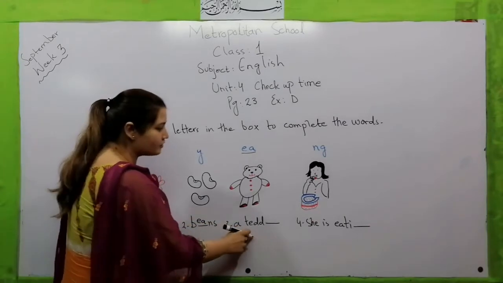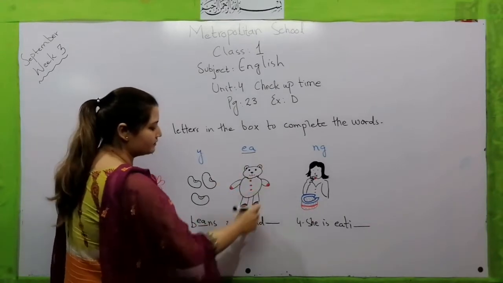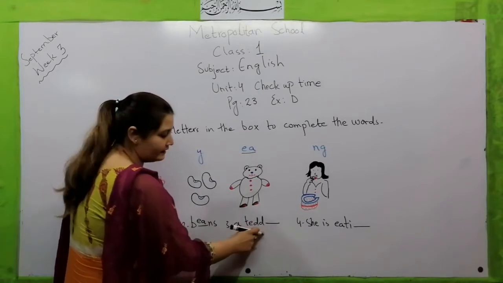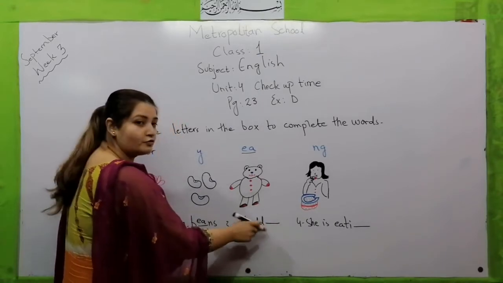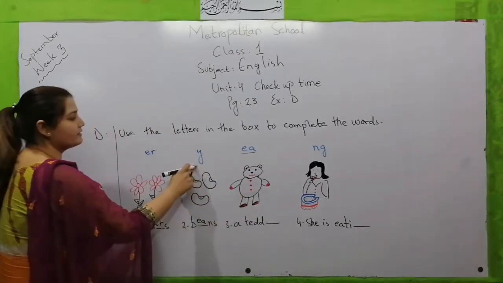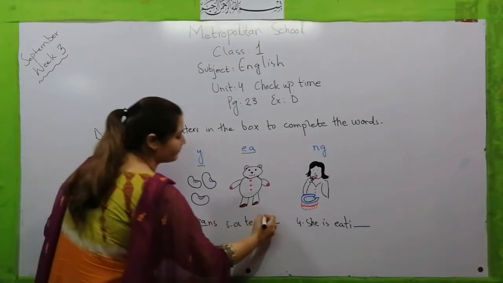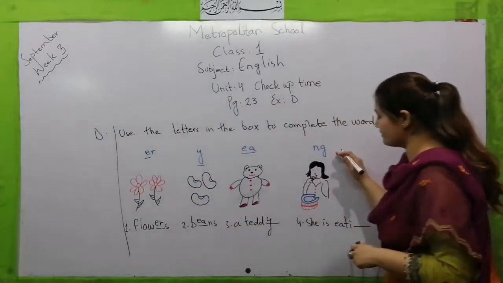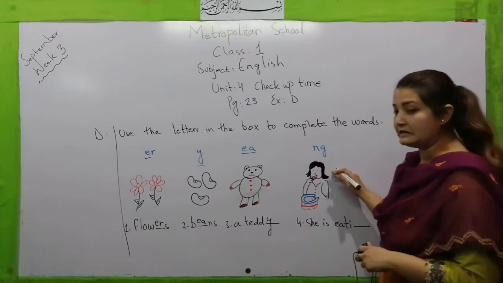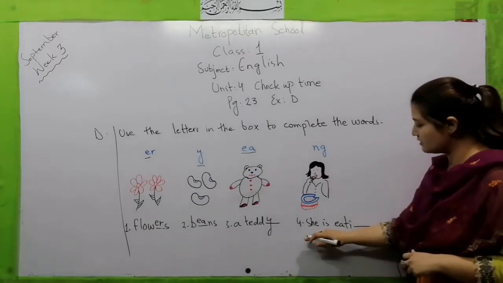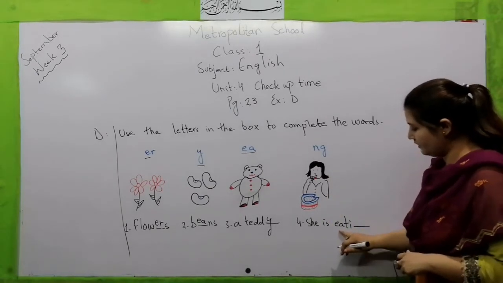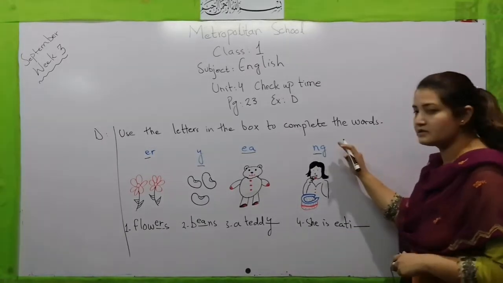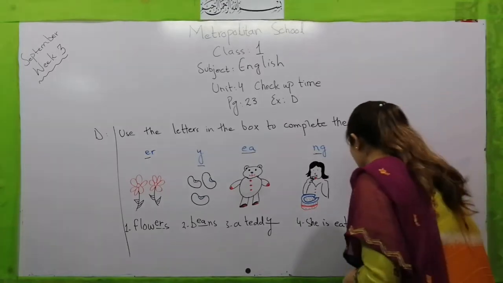Now for the next picture, a teddy is here. The spelling for this word is T-E-D-D, and then a blank is given. What do you have to add to complete this word? You have to add this Y over here, a teddy. And now the last picture is of a woman. She is eating something, and the sentence here is she is E-A-T-I, and you have to add these two letters N-G to complete this word.